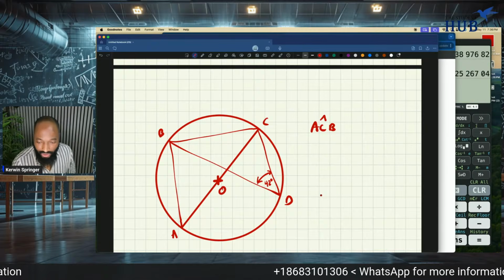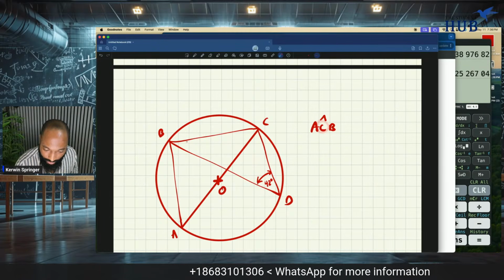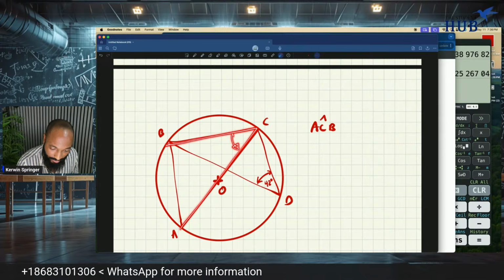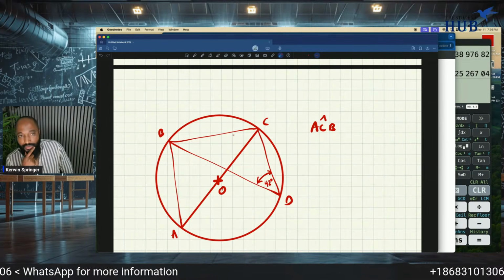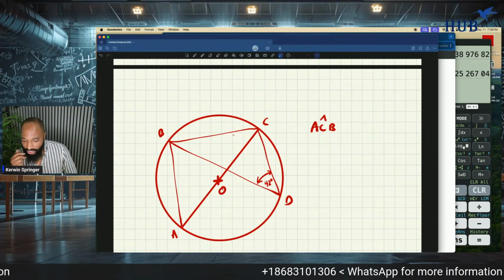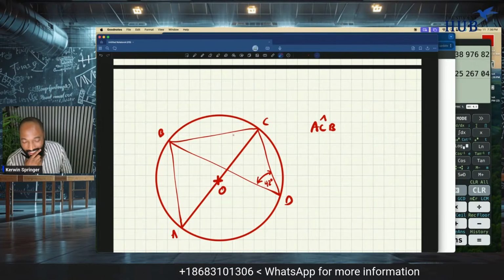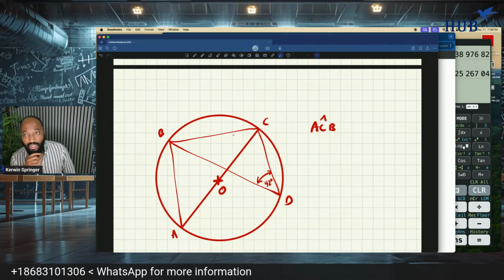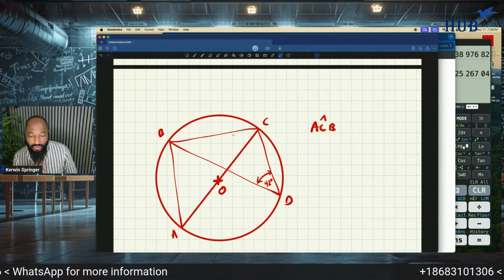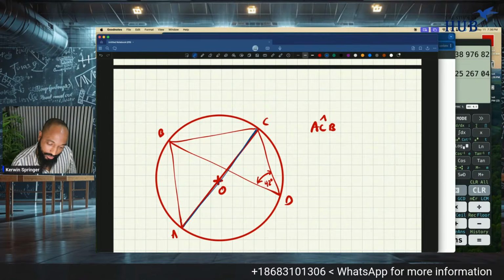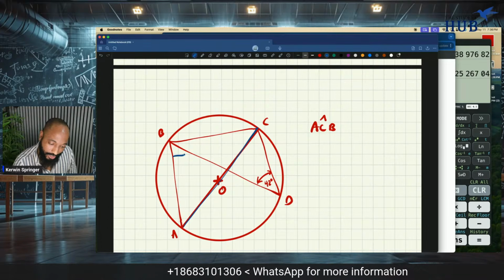ACB. First, we need to know what ACB means, right? ACB means this angle. I need the value of that angle. Let's go. So we have some people zoning in on the 48. 48 is correct. How are they getting the 48? I said this is a diameter. That means this is 90 degrees.